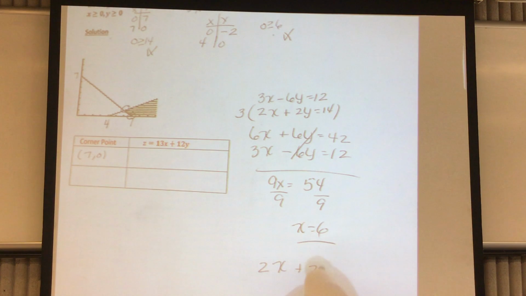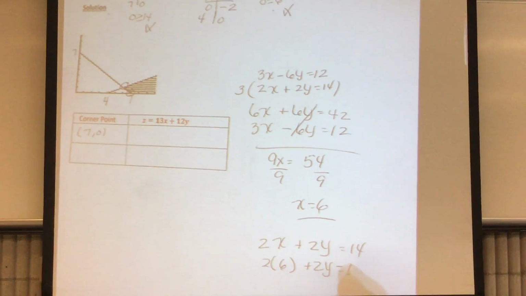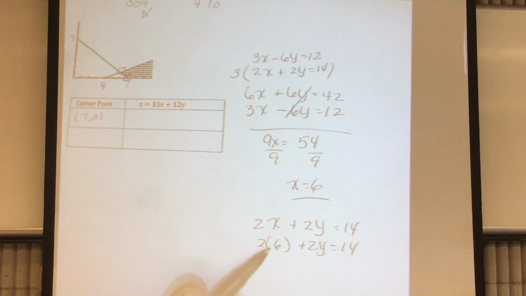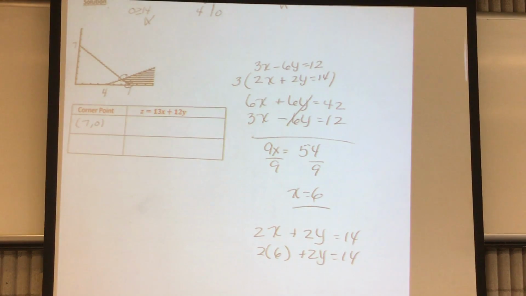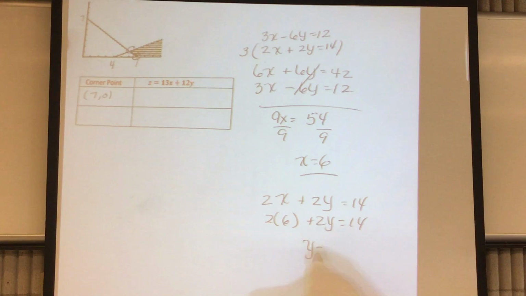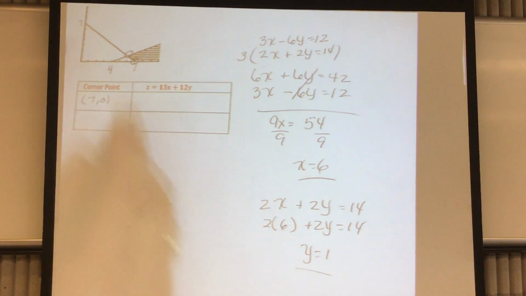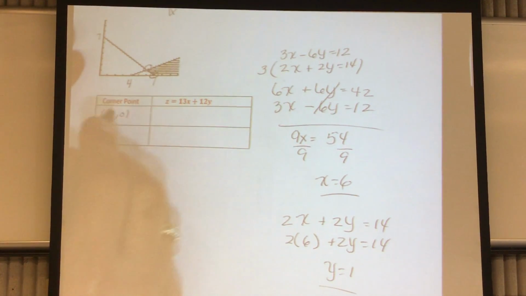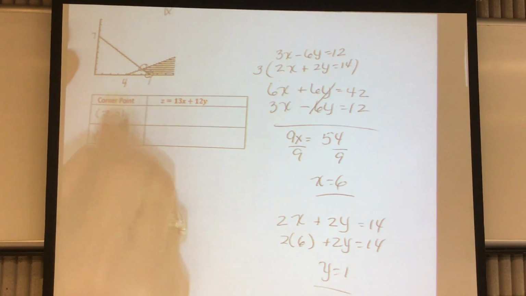So 2x plus 2y is equal to 14. So 2 times 6 plus 2y is equal to 14. So I have 12. 14 minus 12 is 2 divided by 2. I have y is equal to 1. And this is my second point. My second corner point is 6, 1.